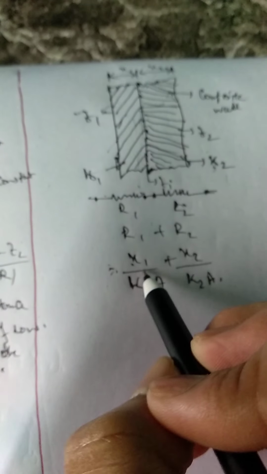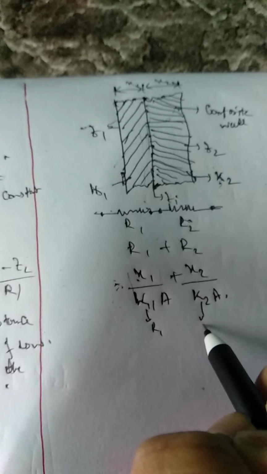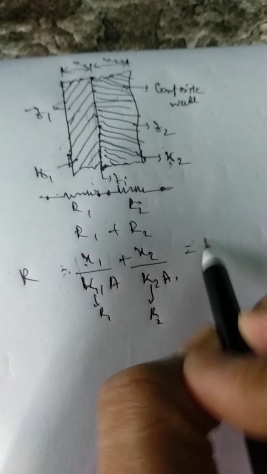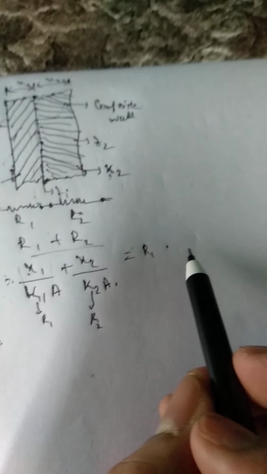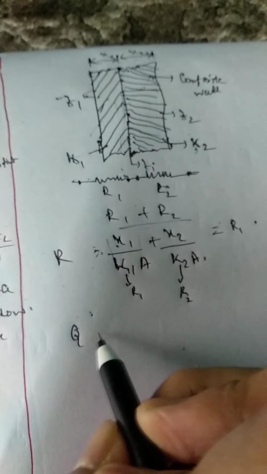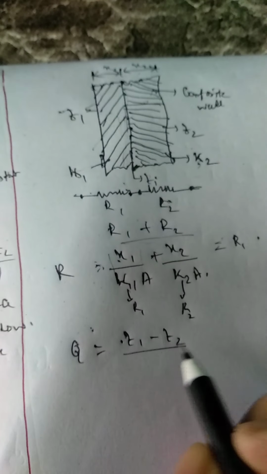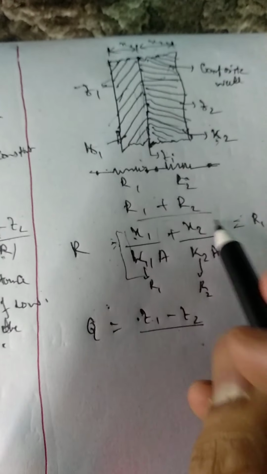So this is R1 and this is R2. So the total resistance R will be R1 plus R2. And the rate of heat flow Q will be, as you know, T1 minus T2 by R. So T1 minus T2 by this total R. I am not writing it over here. So this will be the rate of heat flow.